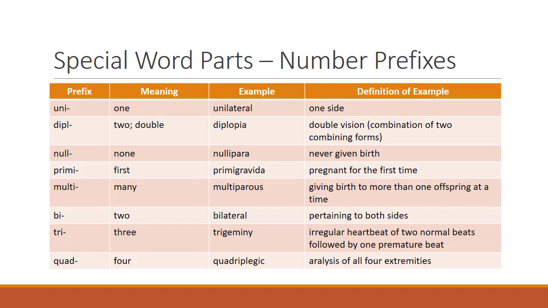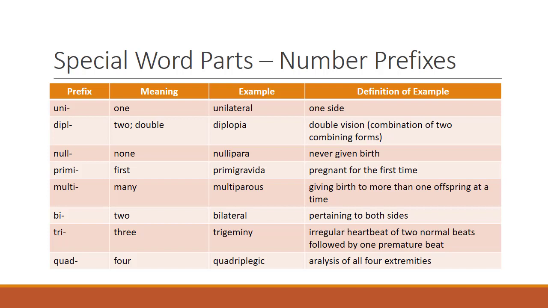The next prefix is NULL, or null, meaning none. So an example of that would be nullipara, which means that a woman has never given birth. The next word is PRIMI, or primi, meaning first. An example of that would be primigravida, which means the woman is pregnant for the first time.